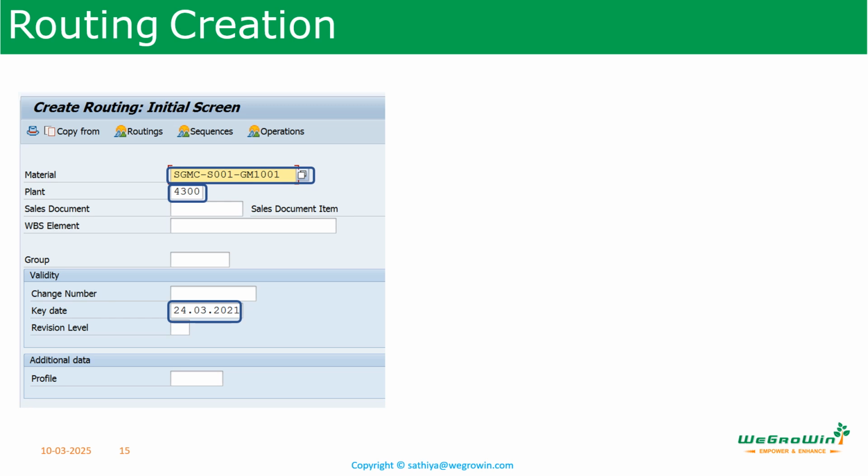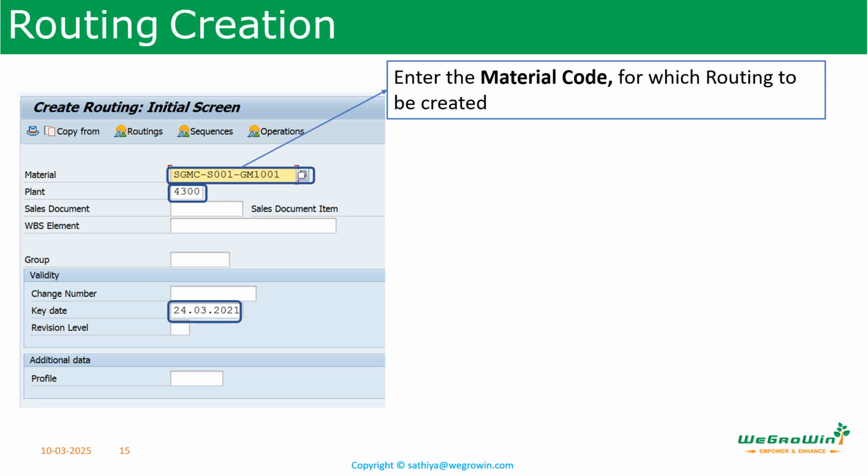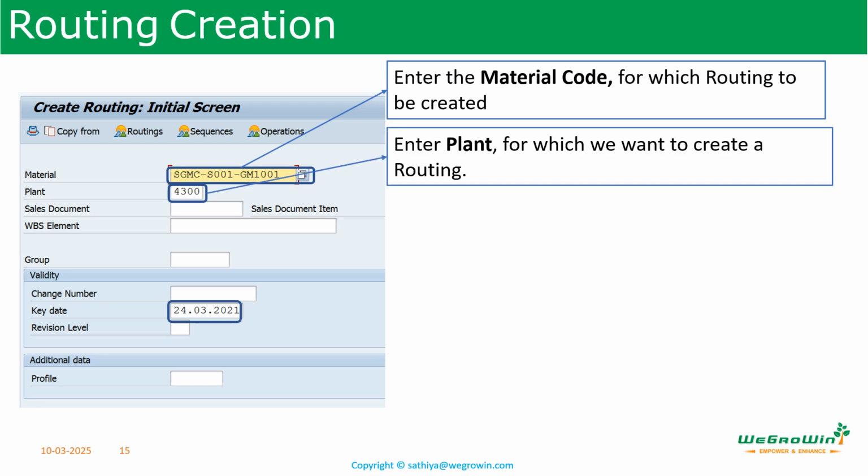When you create the routing, this is the screen where you have to start. Once you enter CA01, the system will open the screen. First you have to enter the material for which you are going to create the routing. In this example, I am creating routing for the material HGMC S001 GM1001. Then we have to enter the plant in which you are going to create the routing. This is the plant number.